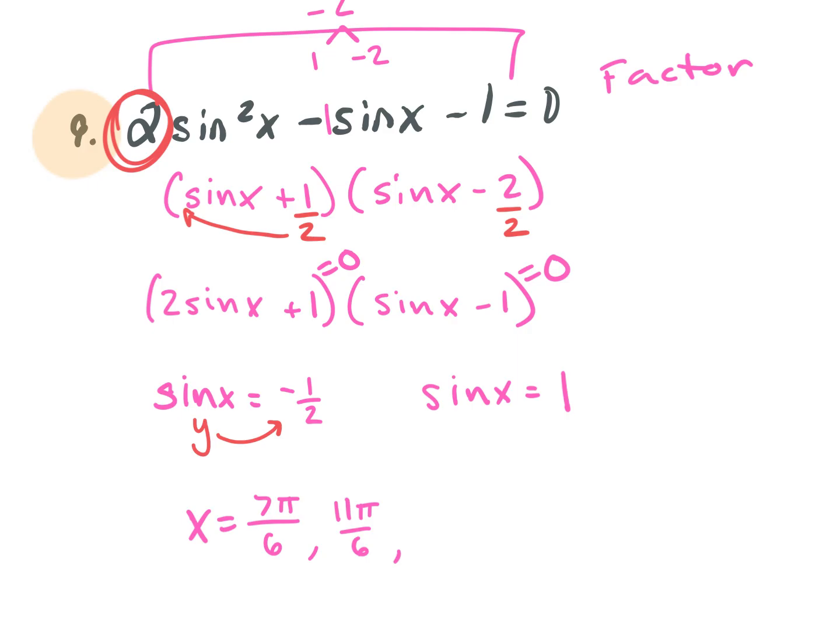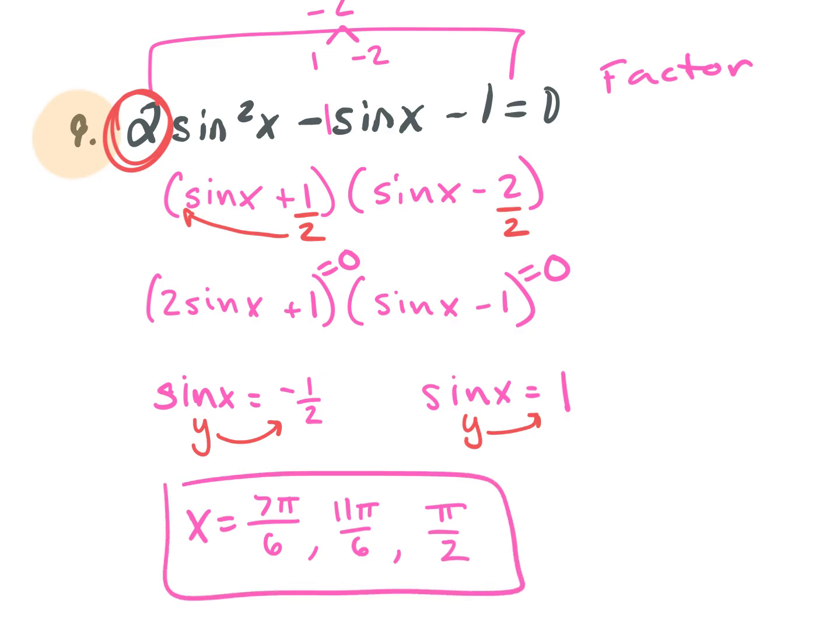Now next, we have sine of x equals 1. So sine tells us we look at the y value. Where do we have a y value of 1? So we'll add that as a solution, pi over 2. So these would be our 3 answers here.